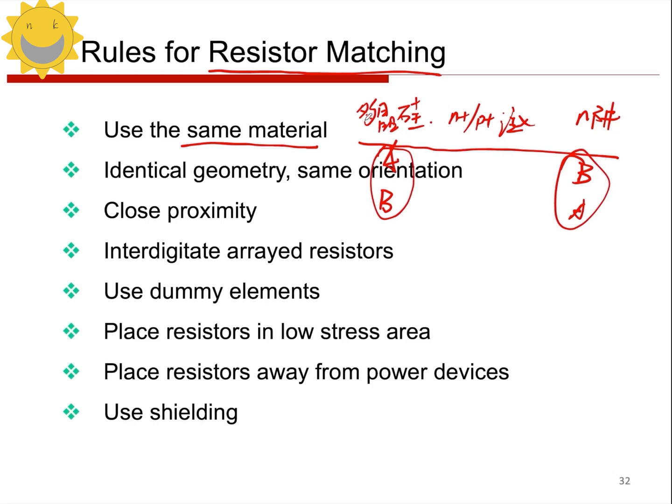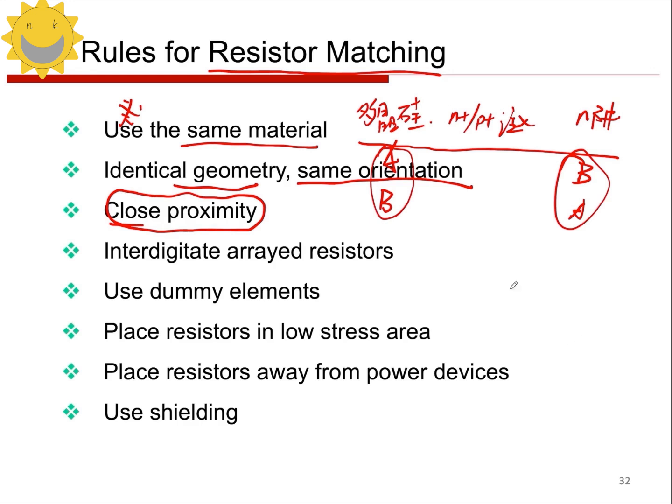This is the first very important point. That is, if you want to match resistors, you must use the same material. The second thing is that they must have the same geometric dimensions and the same placement direction. We have talked about this before, right? The same applies to resistors. Then you also need to pay attention to placing them very close. If they are placed very close, actually, this is applicable to both capacitors and MOS transistors. The devices you match must be very close.